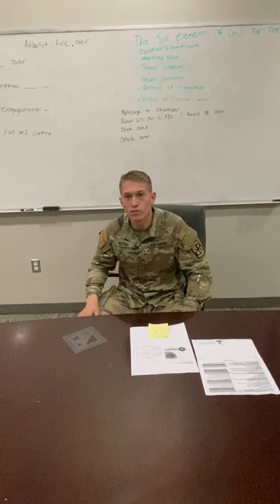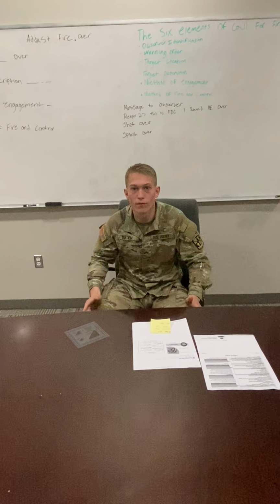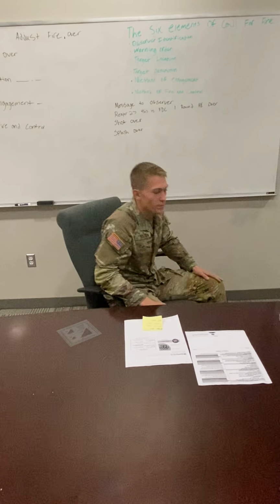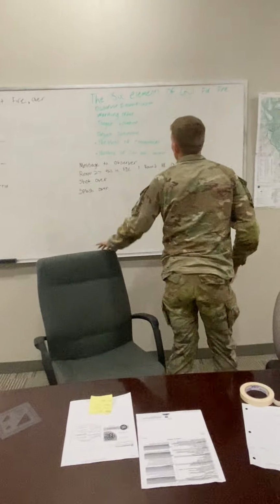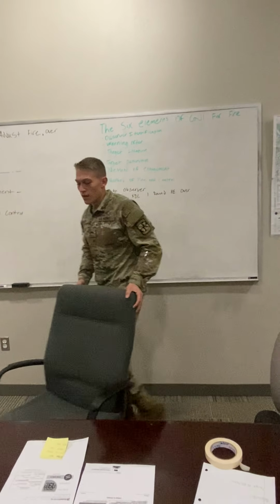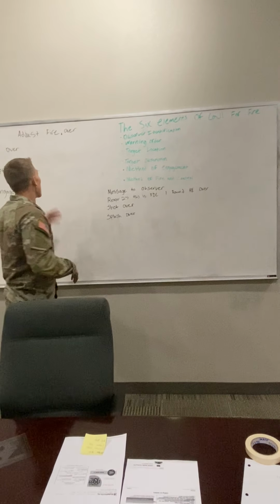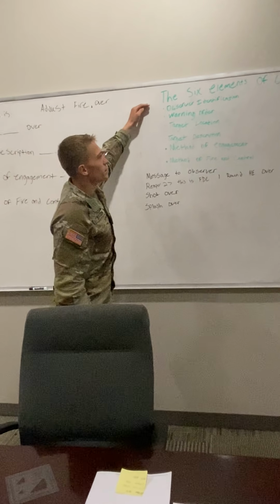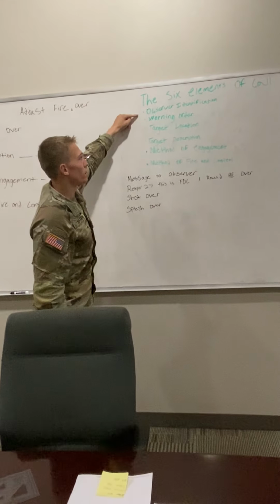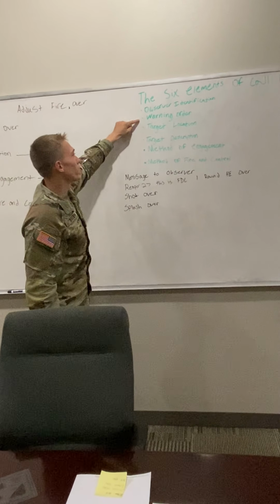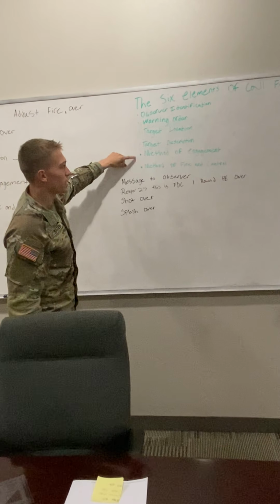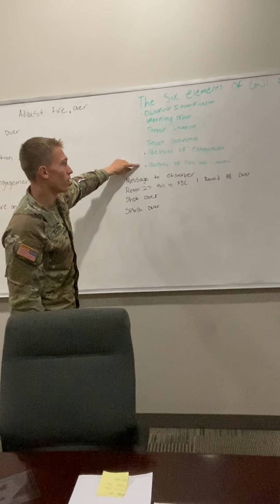And today I'll be going over a little class on call for fire, just your basics of what you need to know when you call in a transmission for call for fire. So to begin with, we'll start with the 6 elements of call for fire, and I'll go through these throughout the transmission that we call in. The 6 elements are: observer identification, warning order, target location, target description, method of engagement, and method of fire and control.